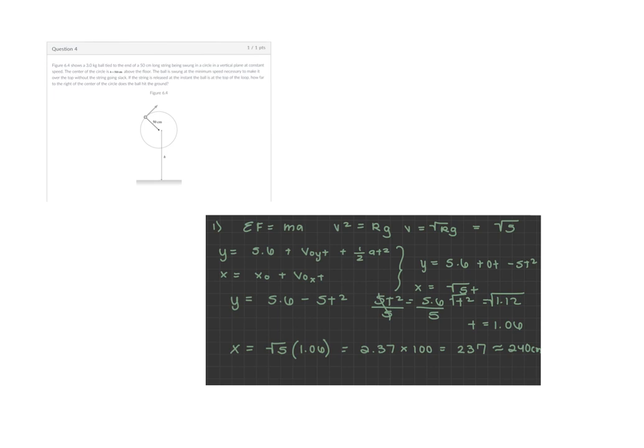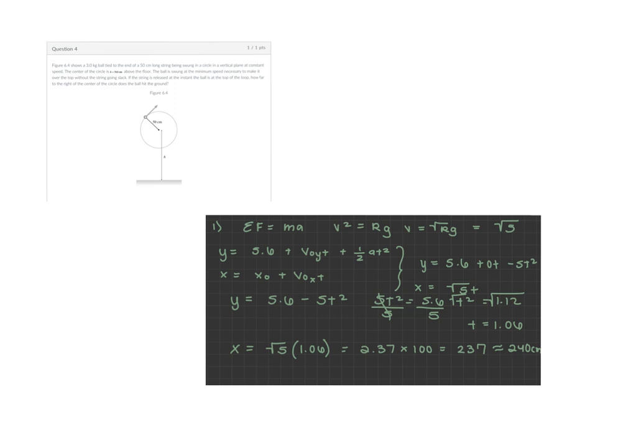So now, for this problem, it's kind of complicated, but it's also not too bad. So here we have, again, if there's acceleration, the sum of the forces equals the mass times the acceleration. And based on the calculation that v squared equals the radius times the gravity, we have that velocity equals the square root of 5.